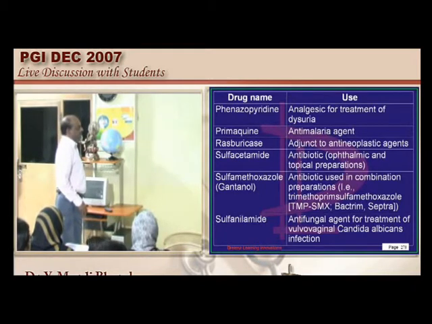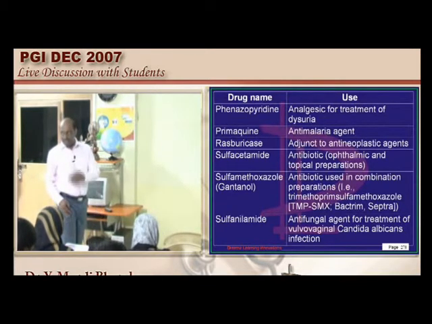I don't find any of these associated. It is primaquine, not the chloroquine. I am not sure whether losartan and hydralazine are associated. Any reference, please let me know.